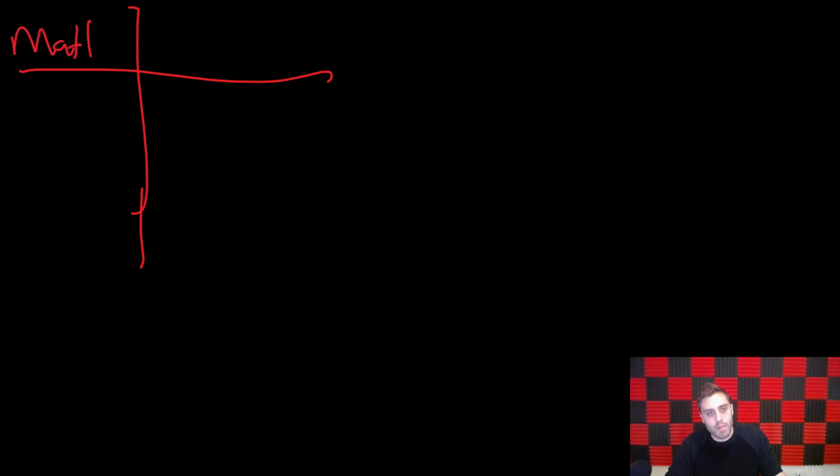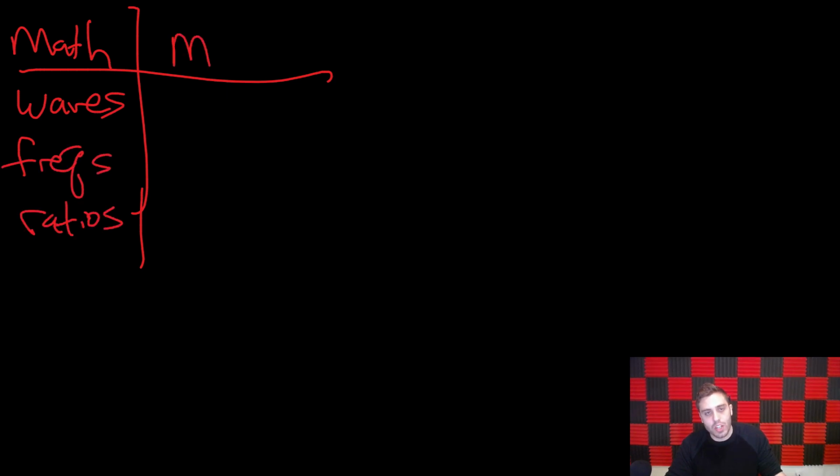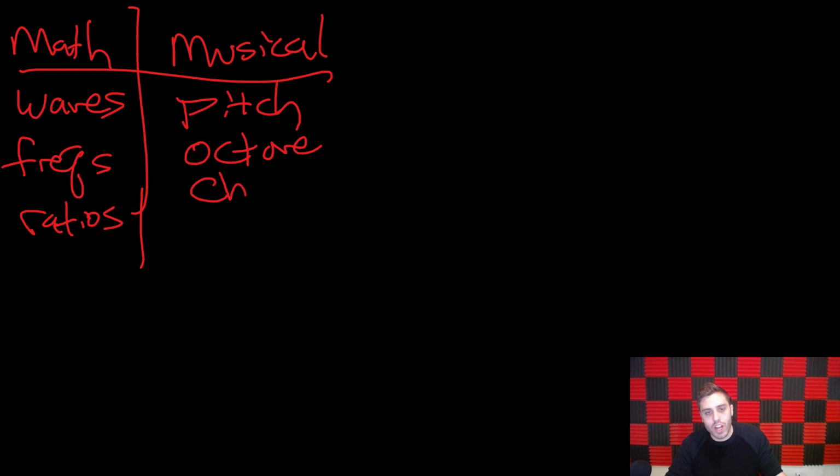So music theory is very much its own language. And when we talk about music theory, there's kind of two distinct languages that we can use. There's one that's more mathematical in nature, where you talk about things like waves and frequencies and ratios. And then there's one that's a little bit more musical in nature, where you talk about things like pitch and octaves and chord progressions and cadences and things like that.